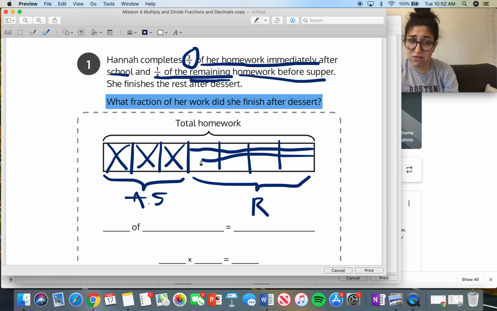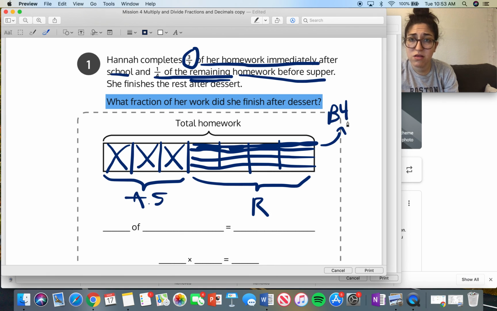And I can, let me undo that one. That was not a great line. You'll have to excuse the lines, y'all. Say that this top bit here, this is 1/4 of that, right? This 1/4, that was before, S for supper, right? And then it says she finishes the rest after dessert. The rest after dessert. I'm looking for what she finished after dessert.